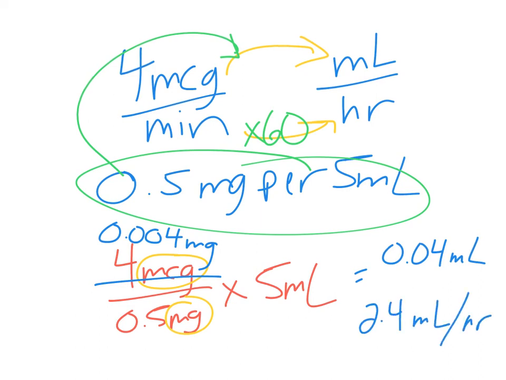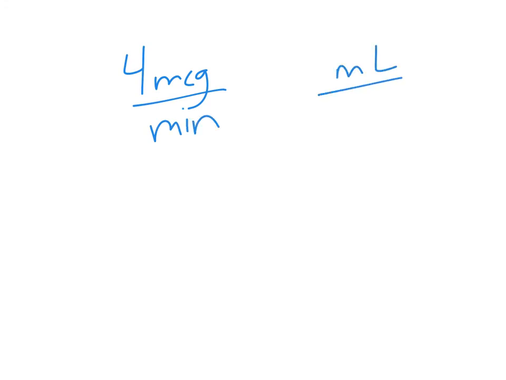And again, you could have done it the reverse. I'm just erasing this to get all that confusion out of the way. If the order dose was 4 micrograms per minute, and you needed it to be in milliliters per hour, just a second ago, we did this one first. We did the micrograms to milliliters first, and then multiplied it by 60. You could take that and multiply by 60 first.